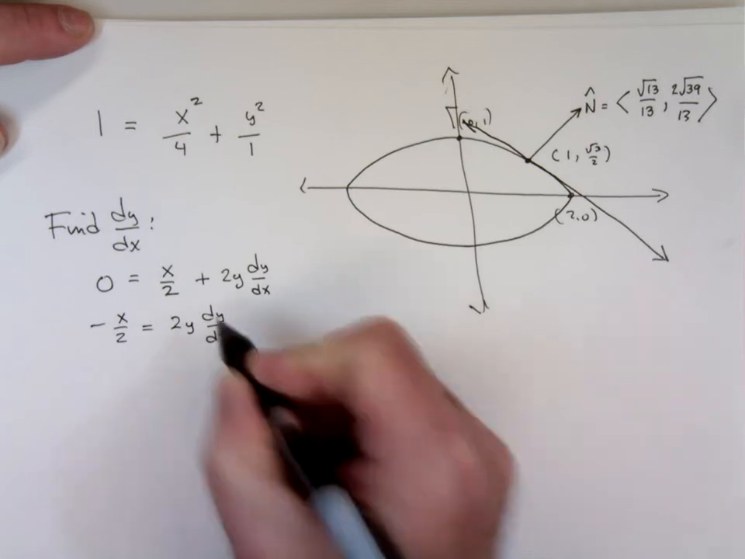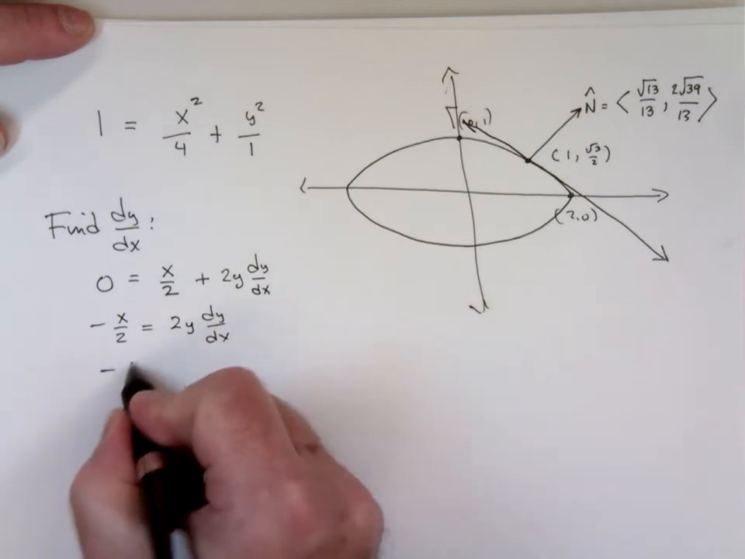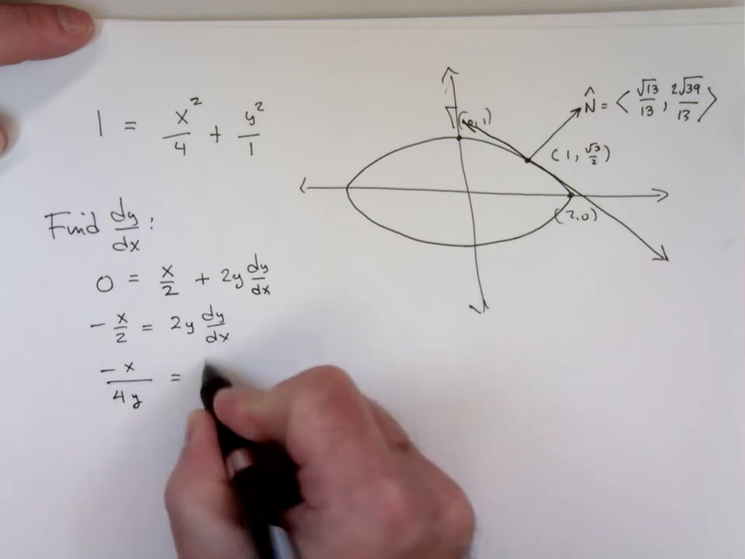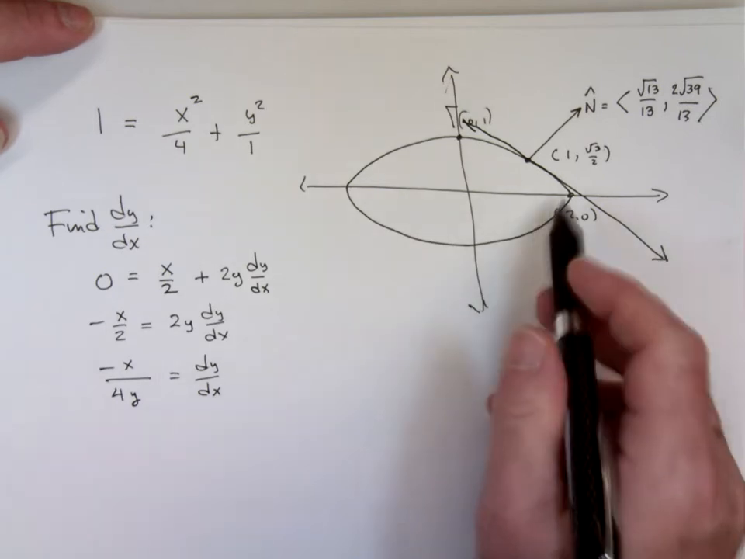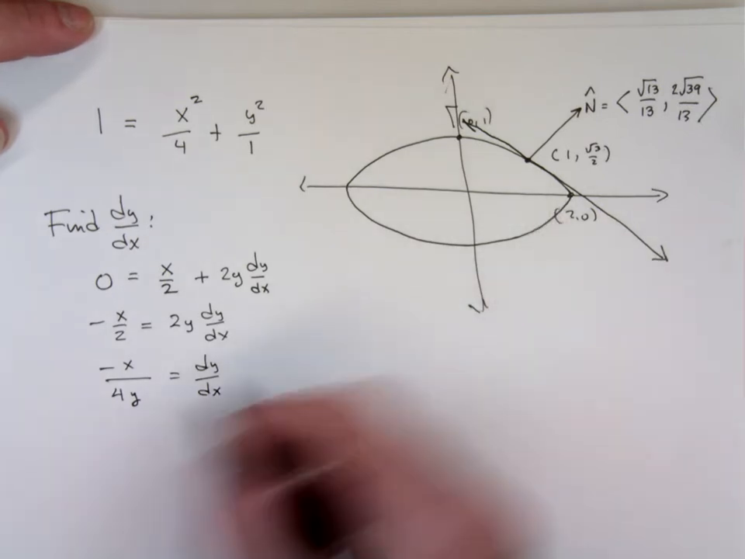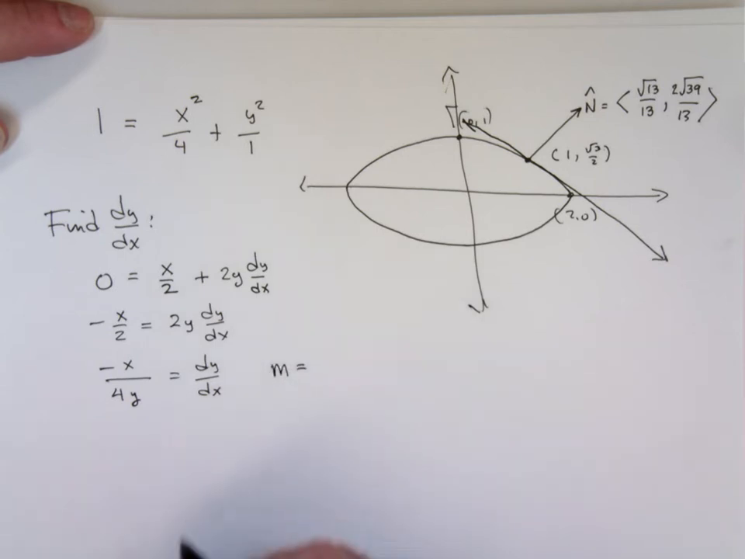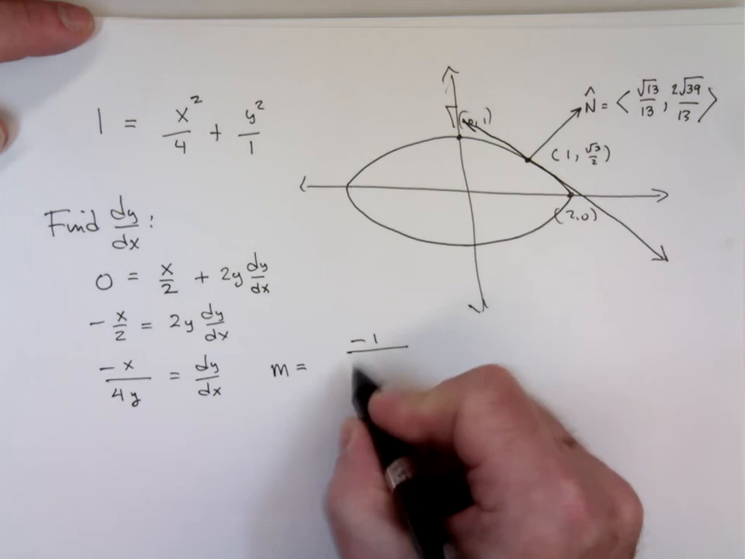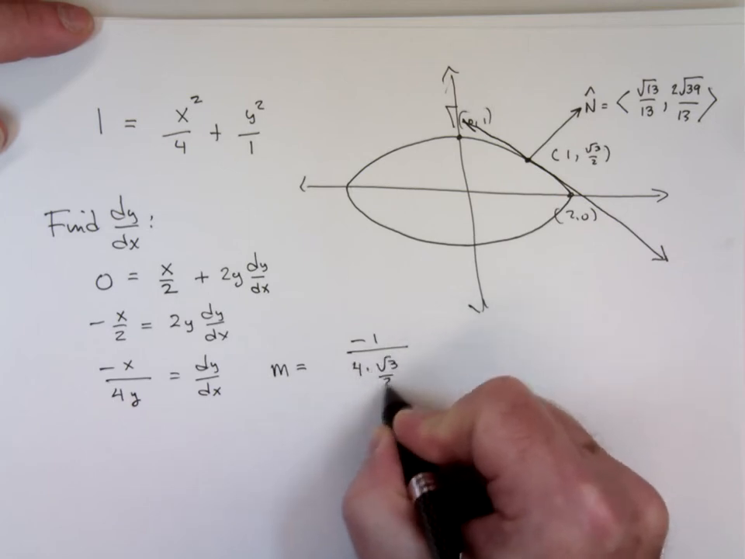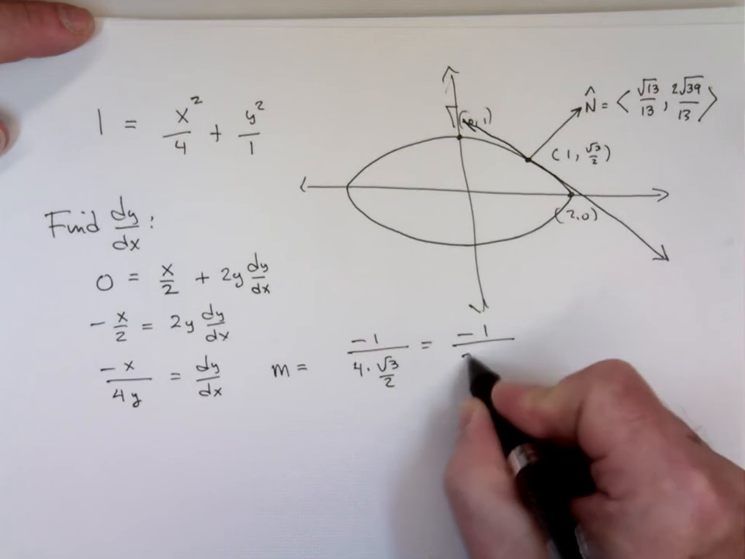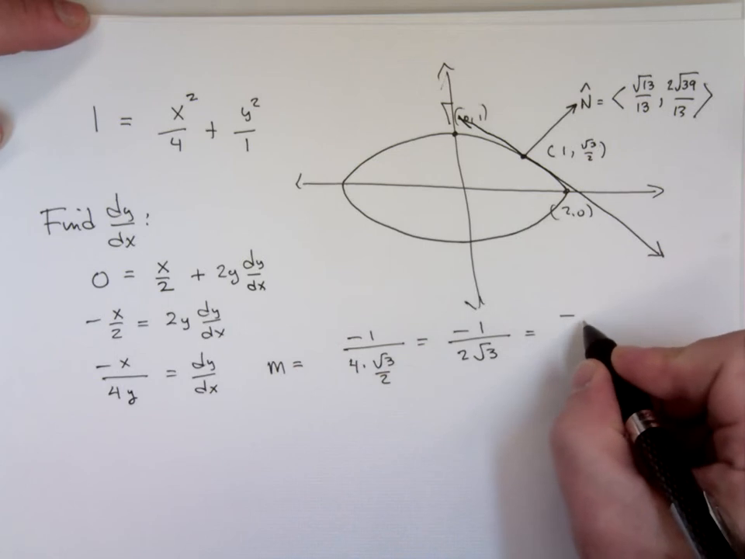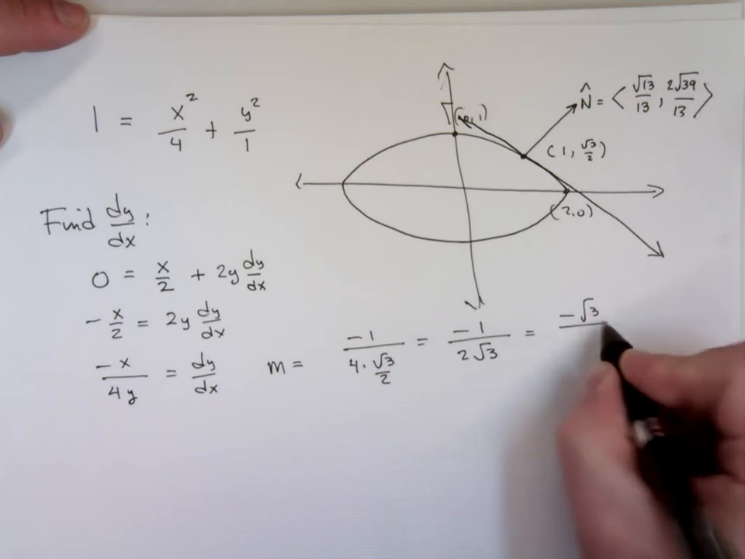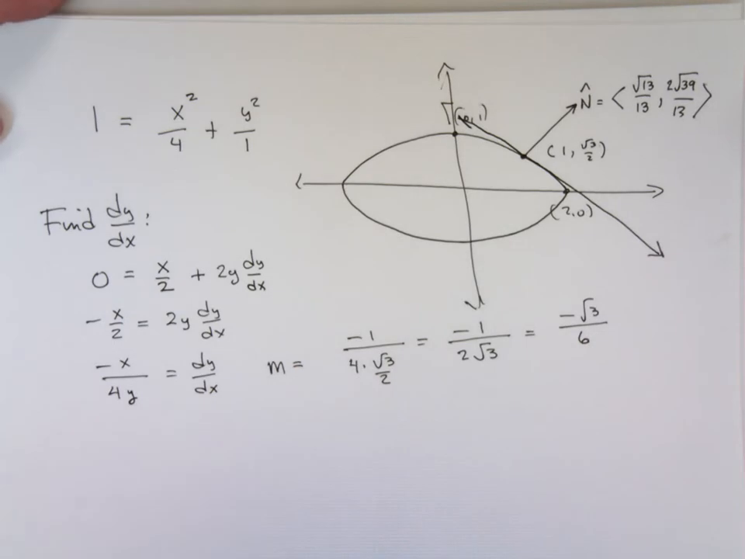Let's divide by 2y. This is our derivative. The point in question is (1, square root of 3 over 2). So this tells us the slope is equal to negative 1 over 4 times the square root of 3 over 2. You get negative 1 over 2 square roots of 3. If I rationalize that, it would be negative 1 times the square root of 3 over 6. That's the slope of that line, using the derivative, dy/dx.